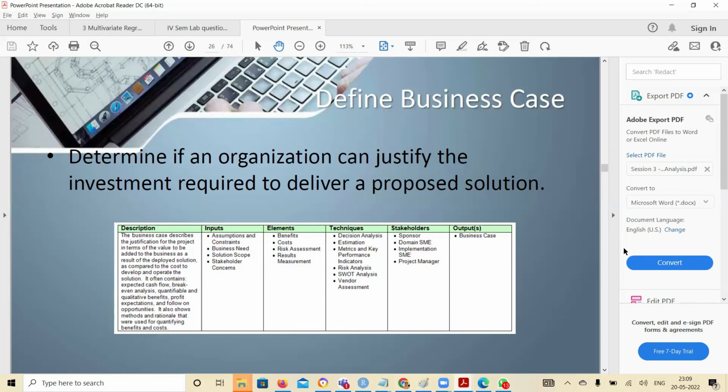Inputs: assumptions and constraints, business need, solution scope, stakeholder concerns.